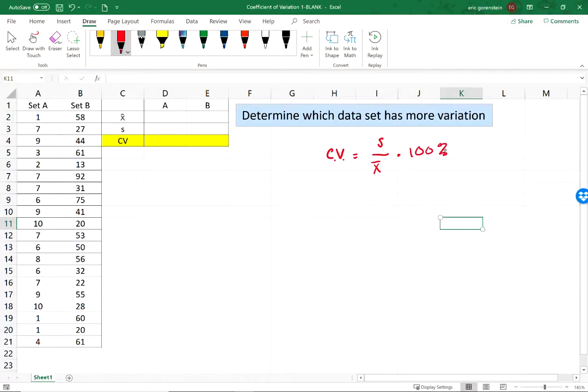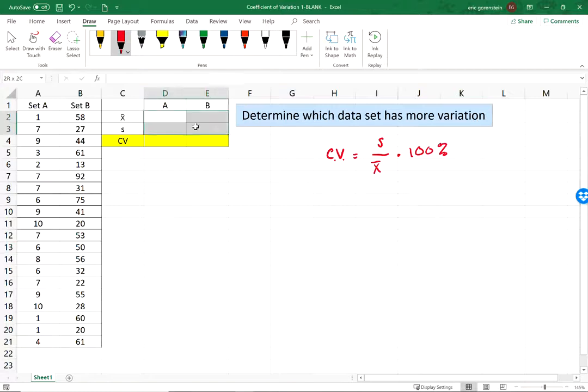All right, and we're using the sample standard deviation and the sample mean because we have two samples here. If you're working with populations of data, you would use sigma over mu times 100. But we have sample data here. So this means that to calculate the coefficient of variation, we need to calculate the standard deviation and the mean of each set.